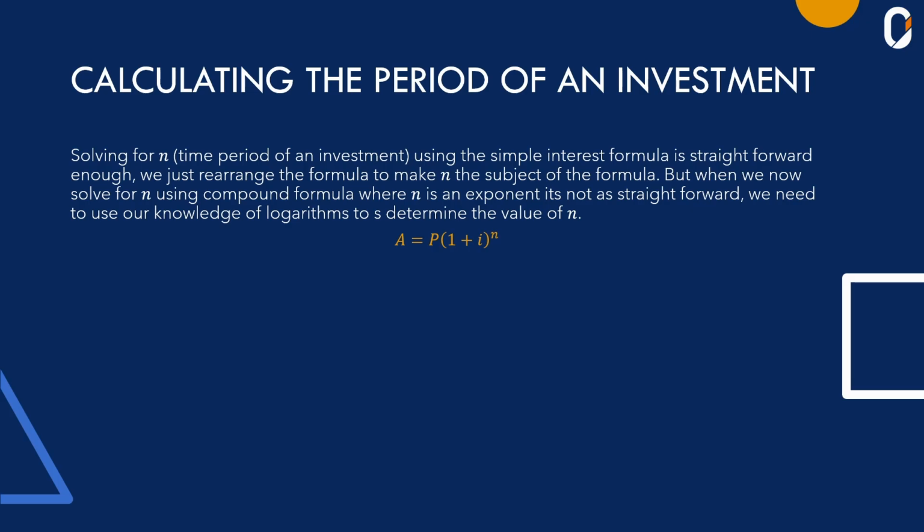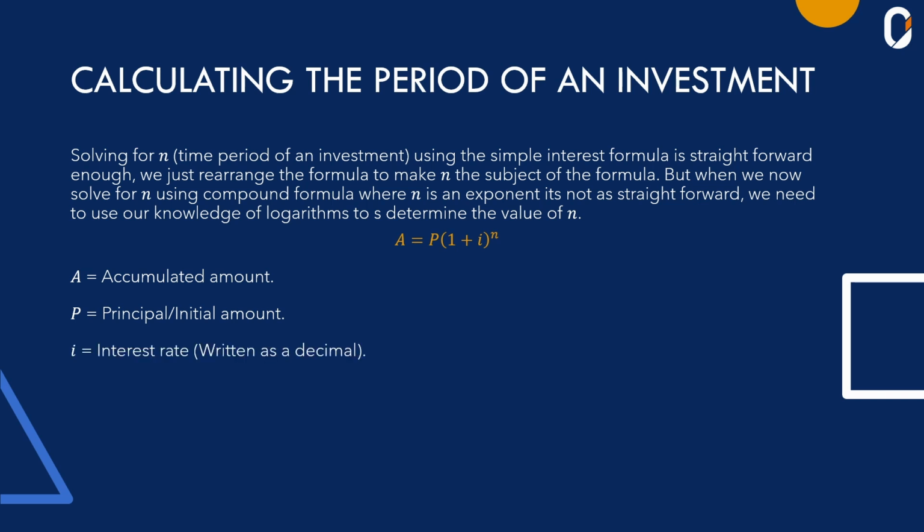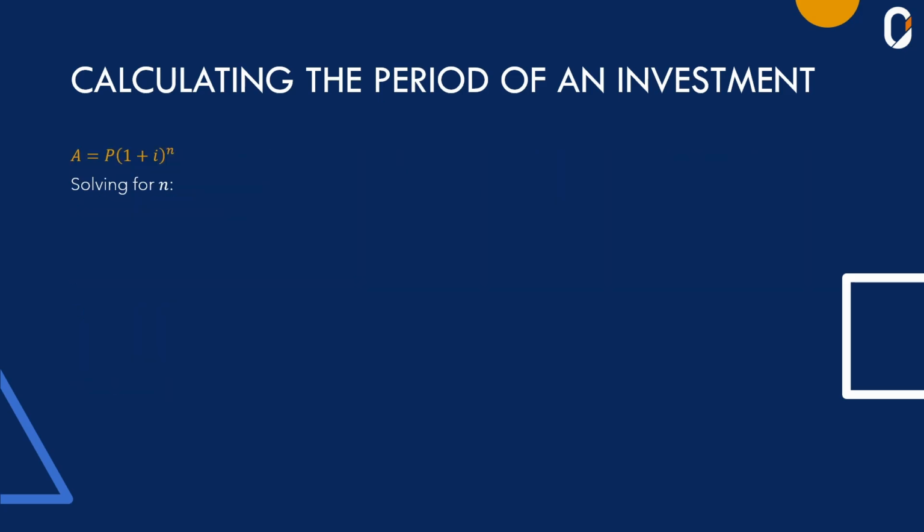And hence we're going to solve for n in this particular formula, where we have A = P(1 + i)^n, and A, we know that is our accumulated amount, as I've previously mentioned. P is the principal or initial amount, or the amount to start with. i is the interest rate written as a decimal, and finally n is the time period. Alright, let's rearrange the formula now. The formula is as follows: A = P(1 + i)^n. That is the standard formula for compound interest. Now we're going to solve for n, or make n the subject of this formula.